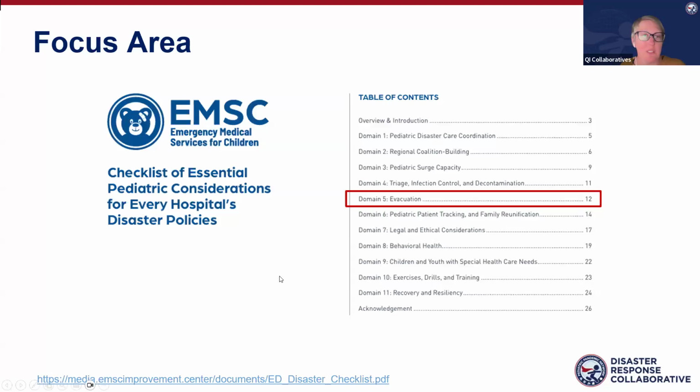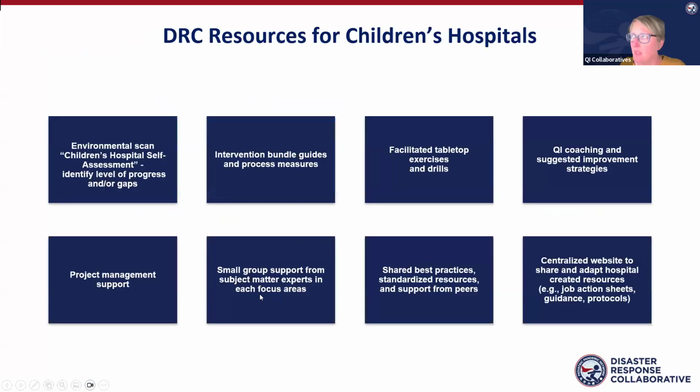So this is going to be a basis for a lot of things DRC. If you've signed up for a virtual tabletop exercise, the self-assessment PD pack that I mentioned earlier, it's all really based in this disaster checklist. So check that out. I'm not going to read through all of these resources. This was on a previous session early on in DRC, but I do want to point out this second one, intervention bundle guides and process measures. This is going to be your webpage.